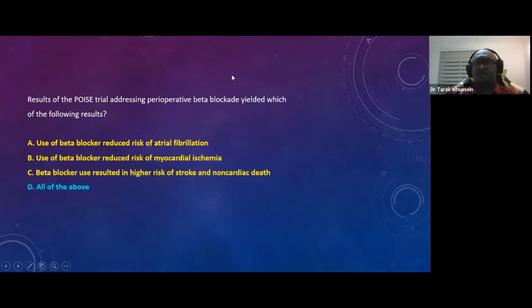So use of beta blocker reduces risk of AFib, reduces myocardial ischemia, and non-fatal MI. But on the other hand, it will increase the risk of stroke and non-cardiac death related to bradycardia and hypotension. And this risk is actually directly proportional to the age. So older patients are more prone to develop complications compared to younger patients. So remember, especially the use of beta blockers in the elderly population.